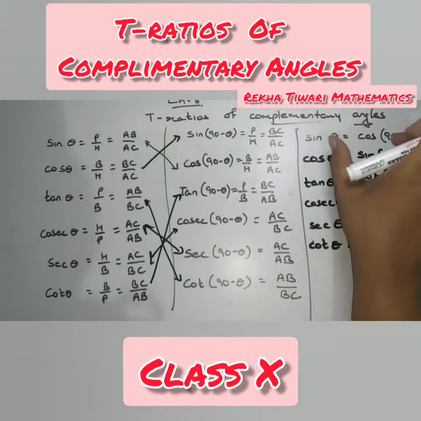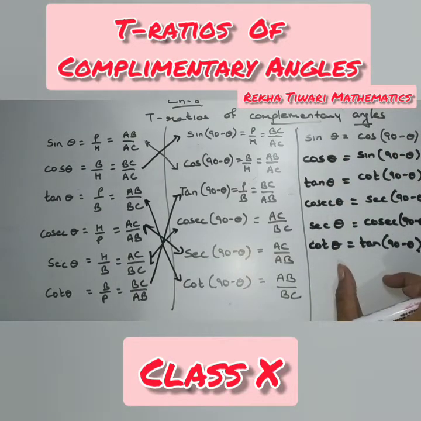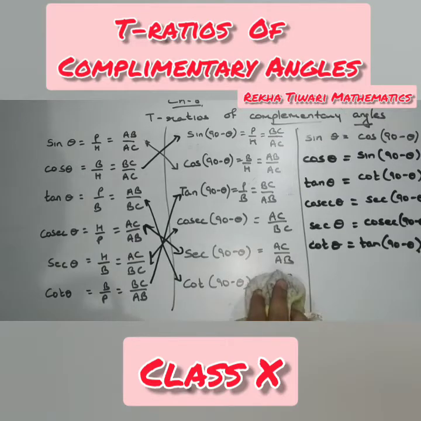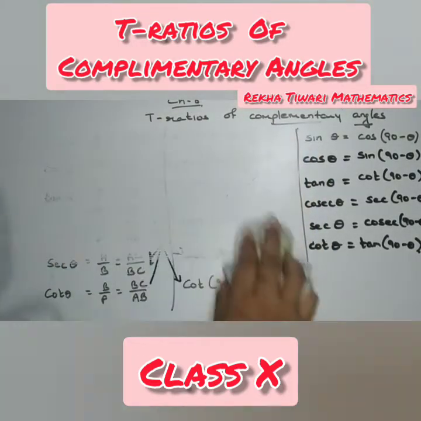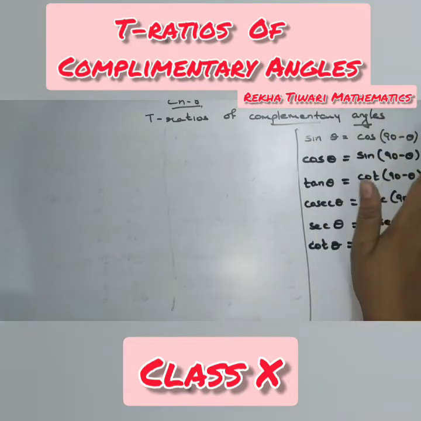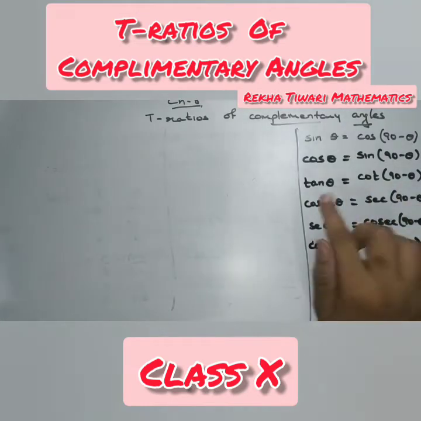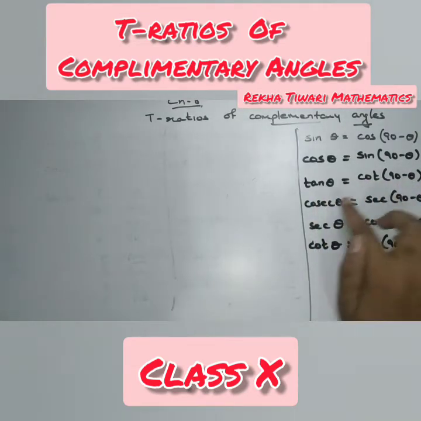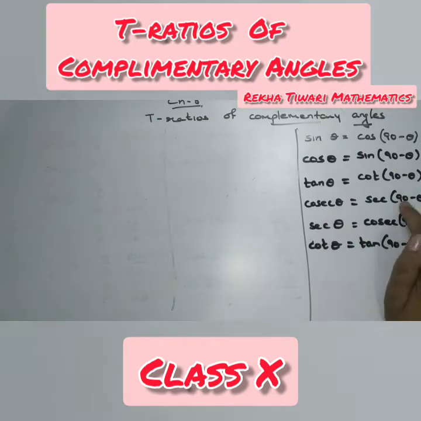Correct? So this is the relation of complementary angles in T ratios. Let me repeat once again. You have to learn this thing. Sin theta is cos 90 minus theta. Cos theta is sin 90 minus theta. Tan theta is cot 90 minus theta. Cosec theta is sec 90 minus theta. Sec theta is cosec 90 minus theta, and cot theta is equal to tan 90 minus theta.